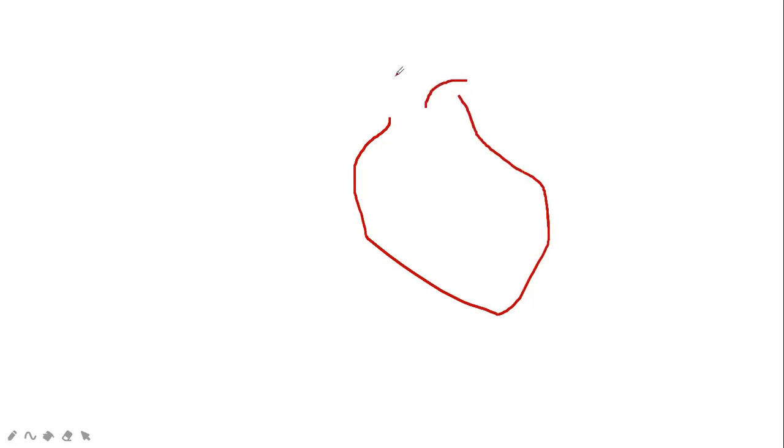Let's do a little bit of drawing there. If we have the heart there, we generally have the heart and then the great vessels entering the heart. So just my little sketch there. That's the heart. Covering the heart, we have these layers from the inner part to the outer part.